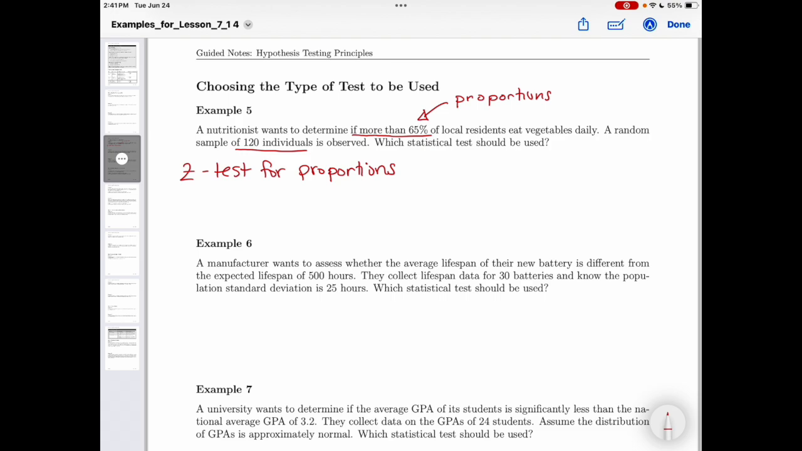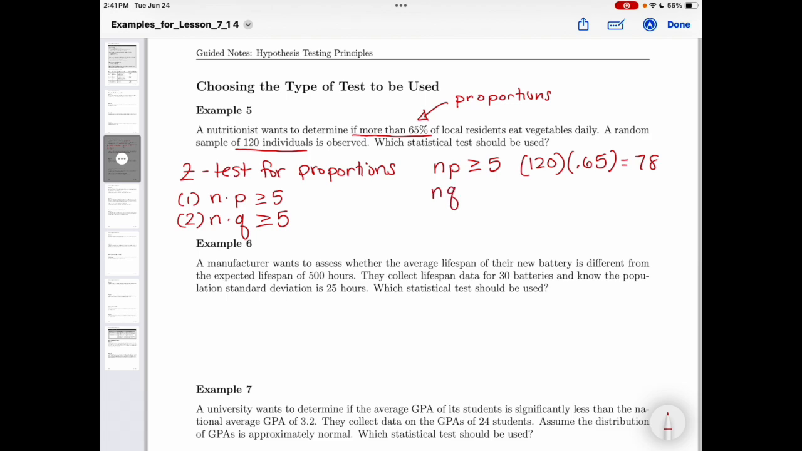The conditions that we need to make sure are met is that n times p, that's the sample size times the probability of success, is greater than or equal to 5. And the second condition is that n times q, which is the probability of failure, is greater than or equal to 5. So our sample size is 120. If I take 120 times my probability of success, which is 0.65, I get 78, which is certainly greater than or equal to 5.